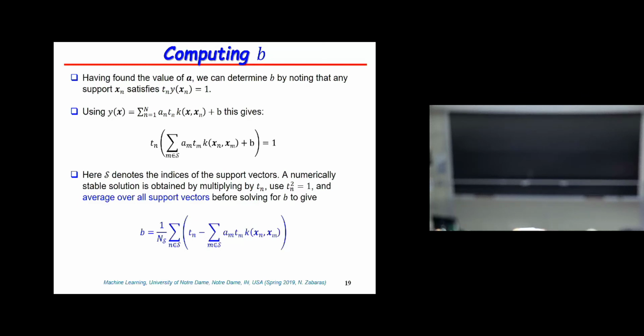So you can solve this equation using a particular support vector and compute b, but what is actually recommended is to average this equation over all the support vectors that we have, because you may have more than one point on the margin. So effectively, you multiply this equation by tn, and then you average over the support vectors, the same indices s here, and then the calculation for b comes out explicitly to look like this.